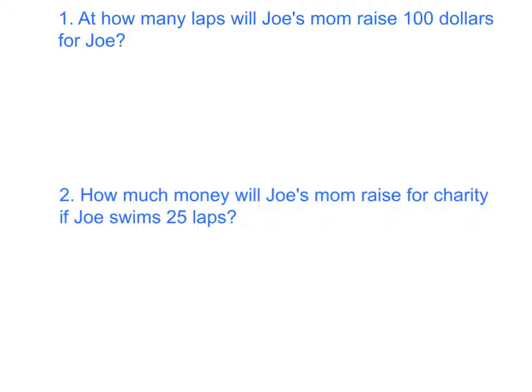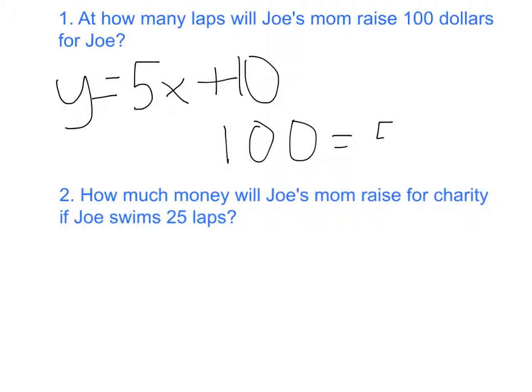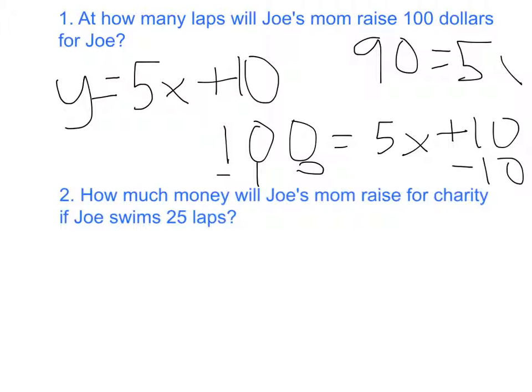Problem 1. At how many laps will Joe's mom raise $100 for Joe? So the equation is y equals 5x plus 10. So you replace y with 100 and plug in the rest of the equation. And then you take away 10 and put it on the other side. That would equal 90 equals 5x. And then divide by 5. And then the answer would equal 18 laps. And that's how many laps Joe will have to swim for his mom to raise $100.